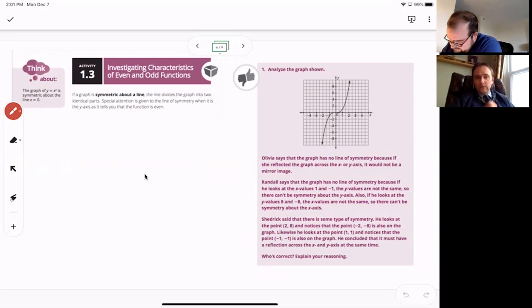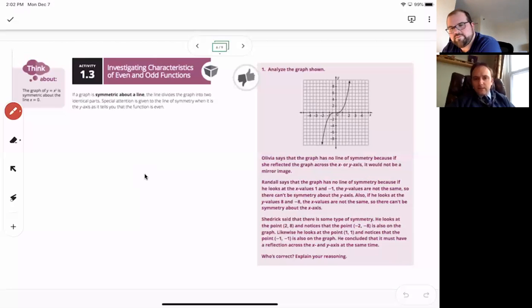All right, now we got to read what these humans are saying, so we got to decide if we like things or not. Olivia says we have no line of symmetry because if she reflected across the y or x, we would not get a mirror image. Randall says it has no line of symmetry because he looks at x values 1 and -1. The y values are not the same, so they can't be symmetric about the y-axis. Also, he looks at y values of 8 and -8. The x values are not the same, so they can't be symmetric. That one's crazy.